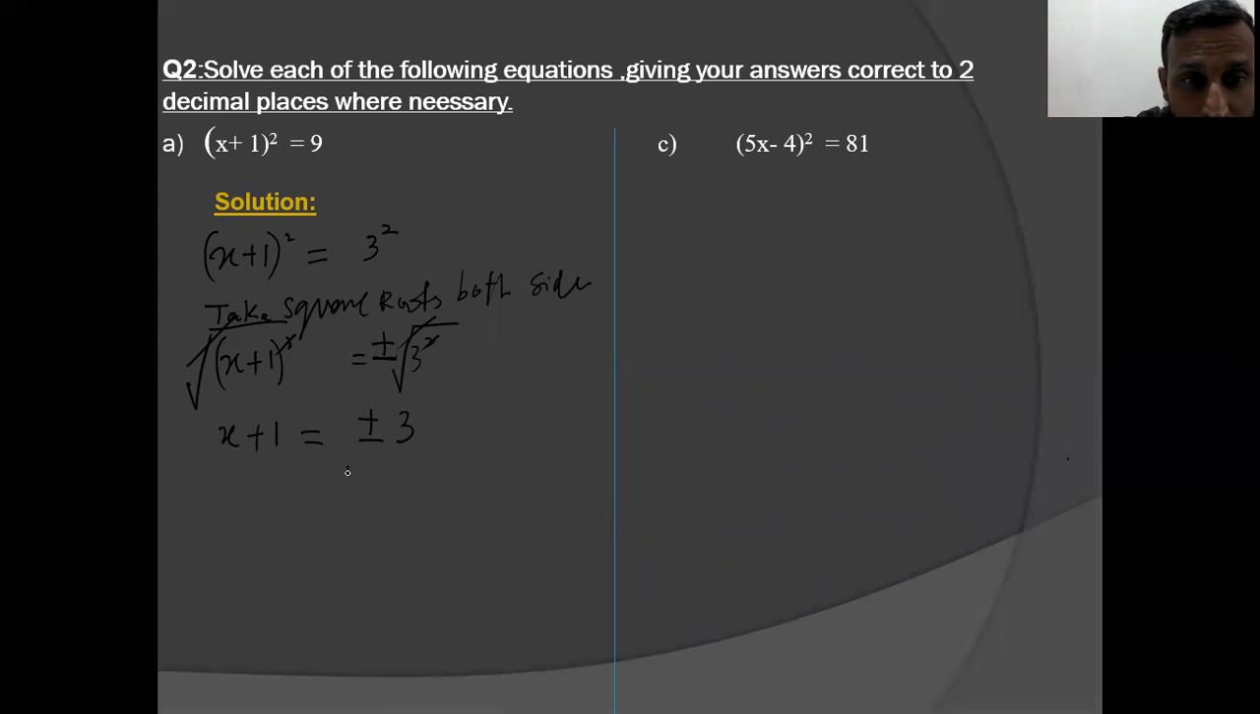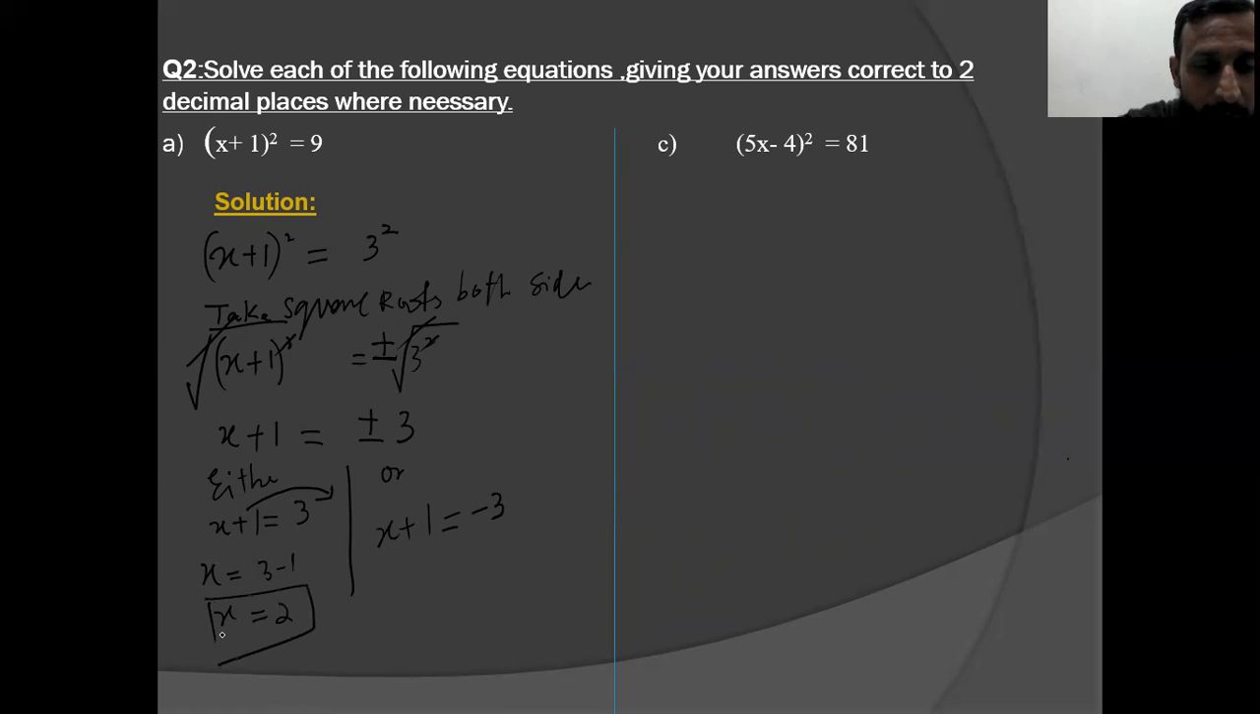So we're going to make two columns. Either x plus 1 equals positive 3 or the same x plus 1 equals negative 3. Okay? So when you move this positive 1 on this side, you have x equals to 3 minus 1 and you get x equals to 2. That's the first answer. When you shift this positive 1 on this side, x equals to negative 3, negative 1. So your answer is x equals to minus 4.